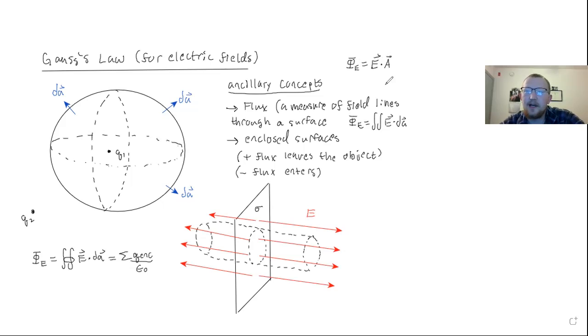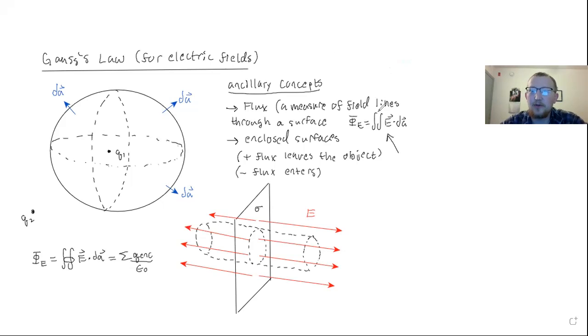However, this does not work for surfaces that are curved in certain ways, and it does not work when the electric field varies given where you're at on the object or on the surface. So the more official way, the way that's always correct to write it is like this.